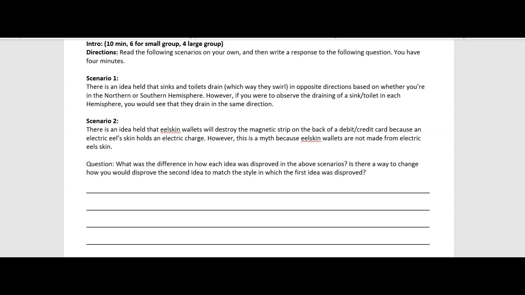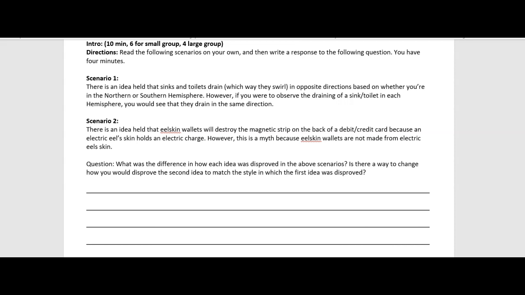Scenario number 2. There's an idea that eelskin wallets will destroy the magnetic chip on the back of a debit or credit card because an electric eel skin holds an electric charge. So that electric charge maybe messes with the magnet. However, this is a myth because eelskin wallets are not made from electric eel's skin.